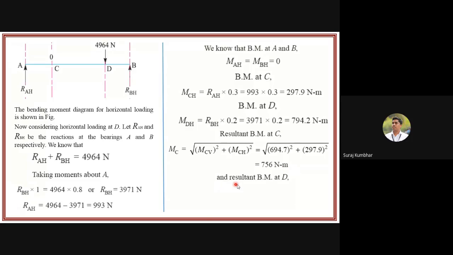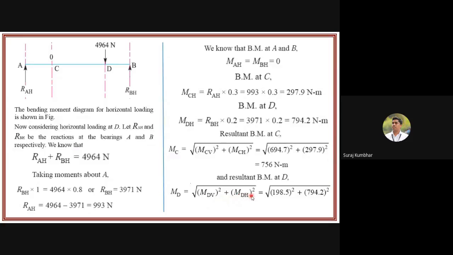Now, how will you find out the resultant? Just find out the resultant bending moment at D now. What will be the formula now? MD is equal to the square root of MDV squared plus MDH squared.